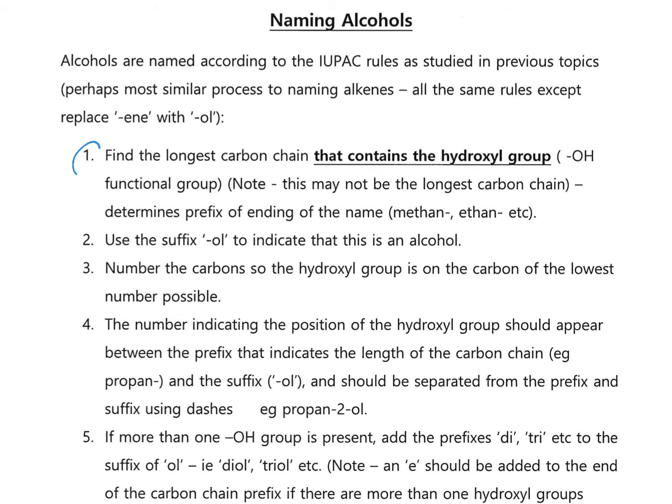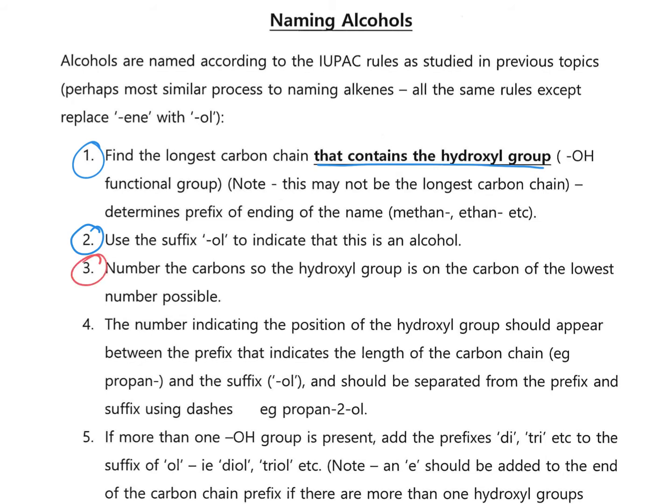So first of all, what we're going to do is find the longest carbon chain, but it must contain the hydroxyl group, the OH group, because with any of our naming of our organic molecules, the longest chain must contain the functional group. So even if it's not the longest carbon chain overall, it must contain the functional group. And that determines the ending of the name, so whether it's methane, ethane, propane, and so on. What goes at the end of the name is the suffix -ol, so rather than -ene for alkenes or -ane for alkanes, it's -ol to indicate that this is an alcohol.